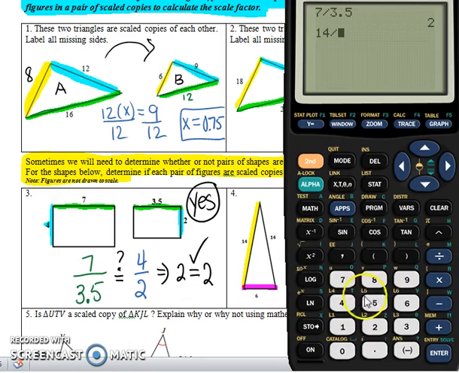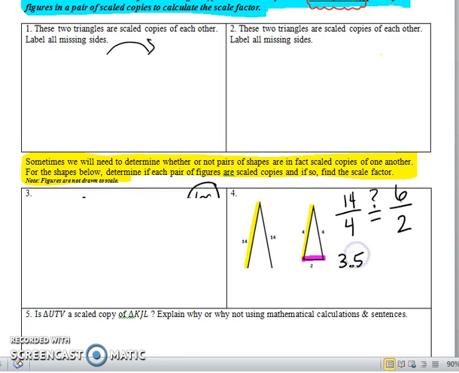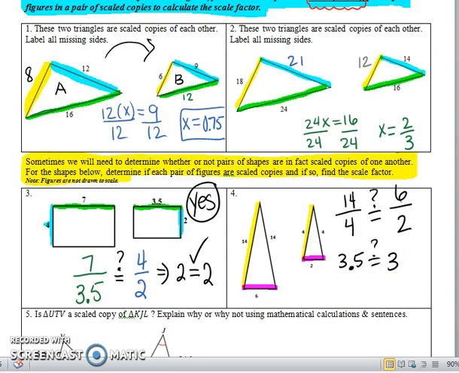So 14 divided by 4 gives me 3.5. And I want to know, is that equal to 6 divided by 2, which is 3? And the answer to that is no. So because the ratios of the two corresponding parts on these two triangles were not the same, we cannot say that these two triangles are scaled copies. This smaller triangle here is not an accurate copy of this bigger triangle.